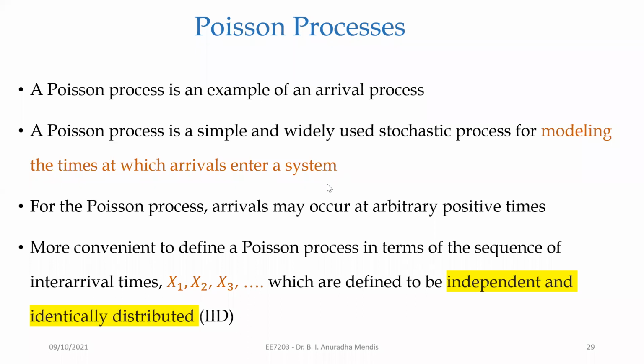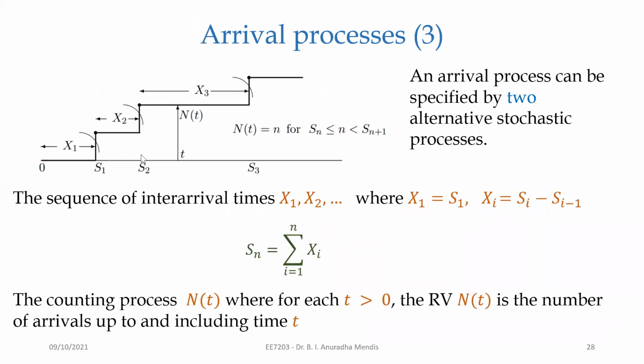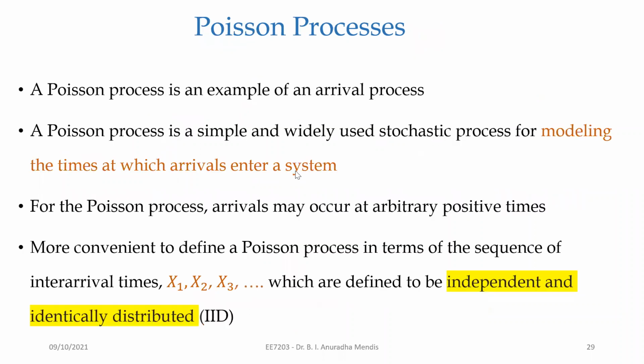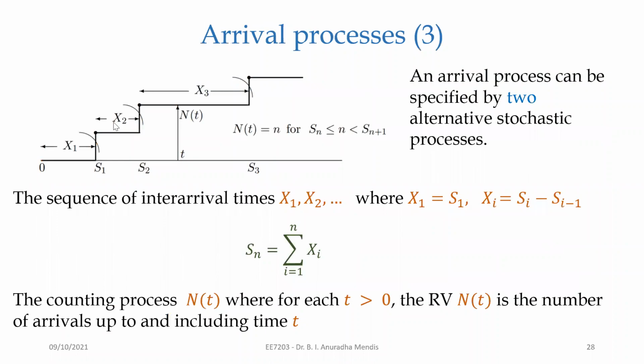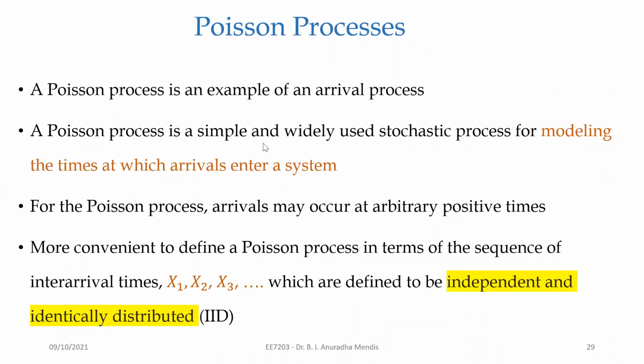Even a shopping center, when the customers are arriving, can be modeled by using this process. For the Poisson process, arrivals may occur at arbitrary positive times. So S1, S2, S3 until Sn are the arbitrary time instants at which an arrival can happen. It is more convenient to define a Poisson process in terms of the sequence of interarrival times. So X1, X2, X3 are the interarrival times, and by using interarrival times we can define this Poisson process.